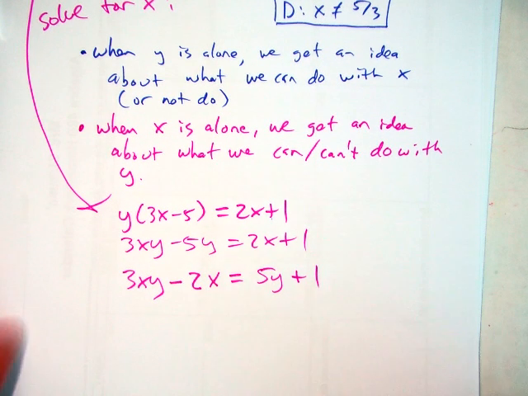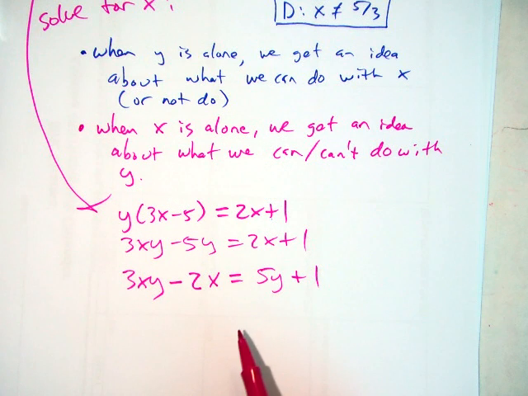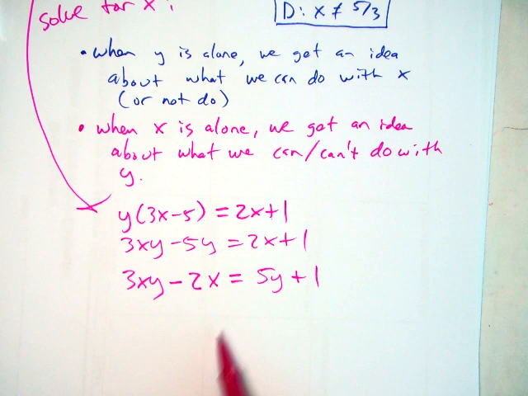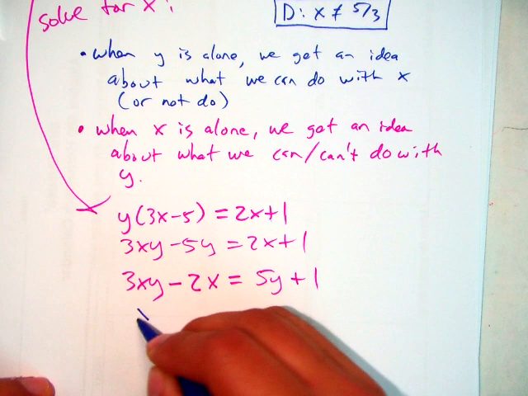How do I solve for x? Divide by what? Divide by y. Or no. That gets me 3x minus 2x over y equals 5 plus 1 over y. I'm not sure that's going to help anything. Factor what? Factor an x out? Good. What's left when I do that?